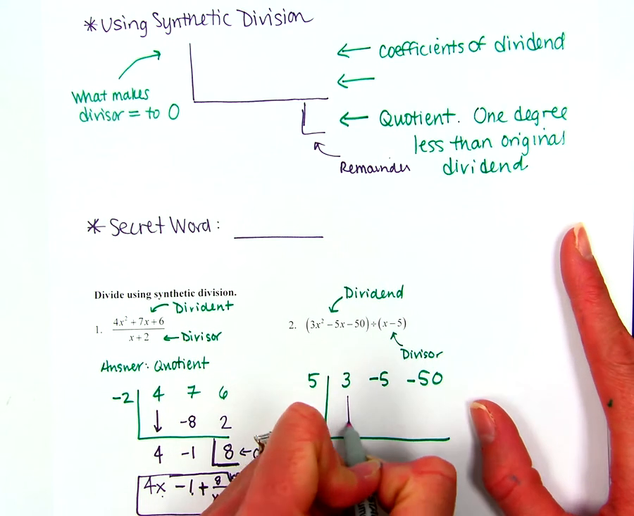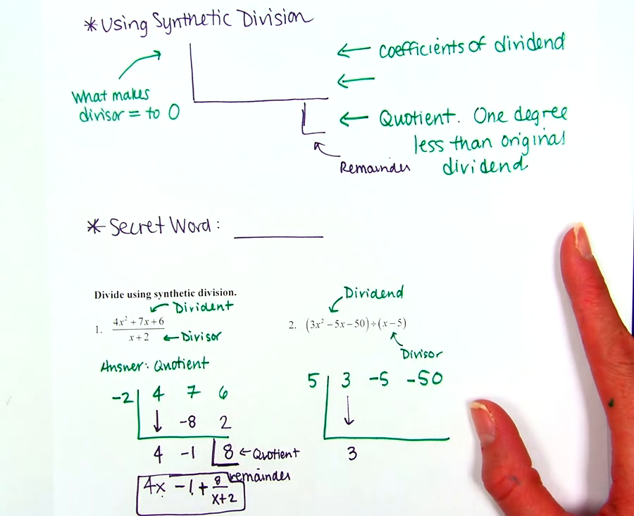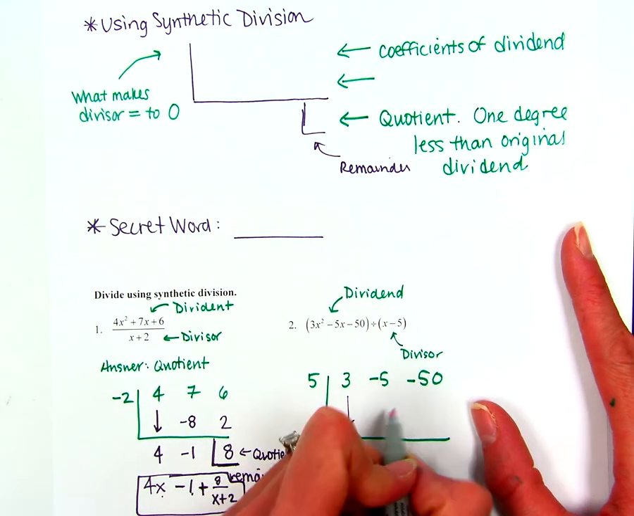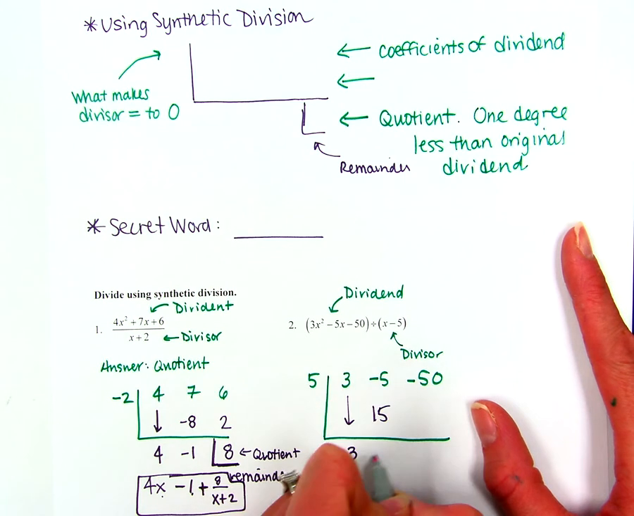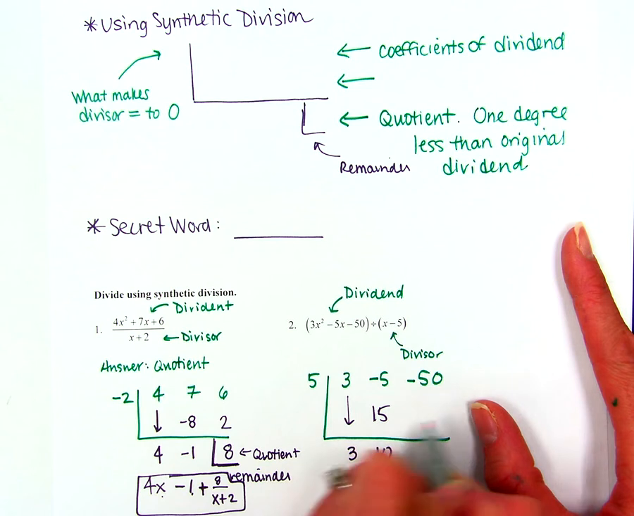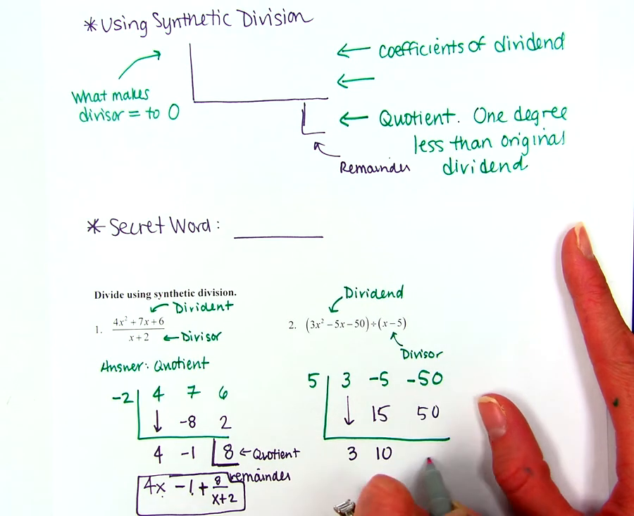Okay, so let's do my synthetic division. All right, so the first thing you do is bring down that first number. You don't do anything with it. But now you're always going to multiply. So 5 times 3 is 15. Now I'm going to add. When I add, I get 10. So now I multiply. 10 times 5 is 50. And then I add and I get 0.